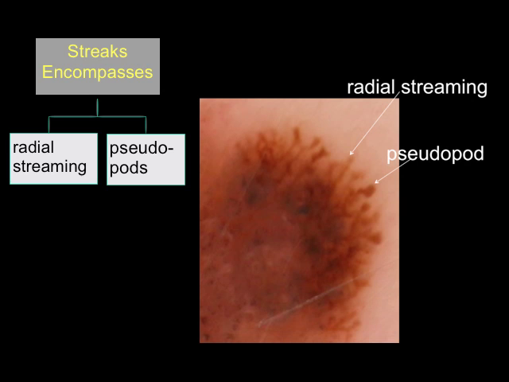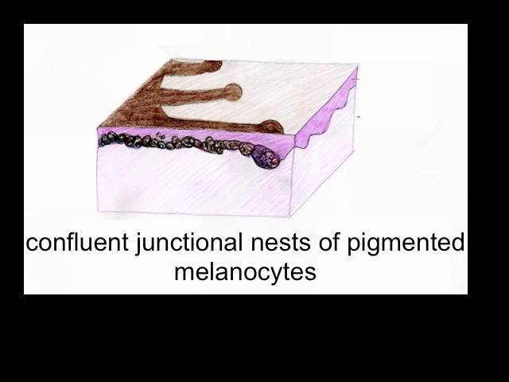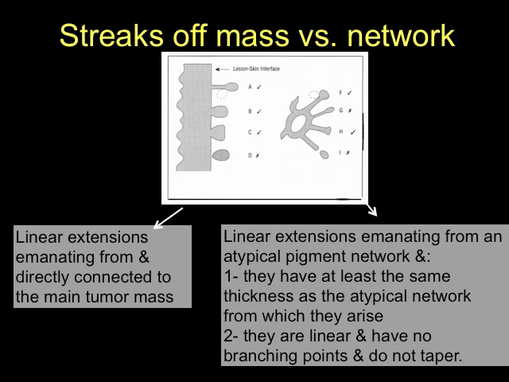This melanoma reveals both radial streaming and pseudopods, as highlighted by the arrows. Both of these structures are considered under the general heading of streaks. On histopathology, streaks correlate with confluent junctional nests of pigmented melanocytes. Streaks can emanate directly from a solid tumor mass or from a network at the periphery of the tumor.